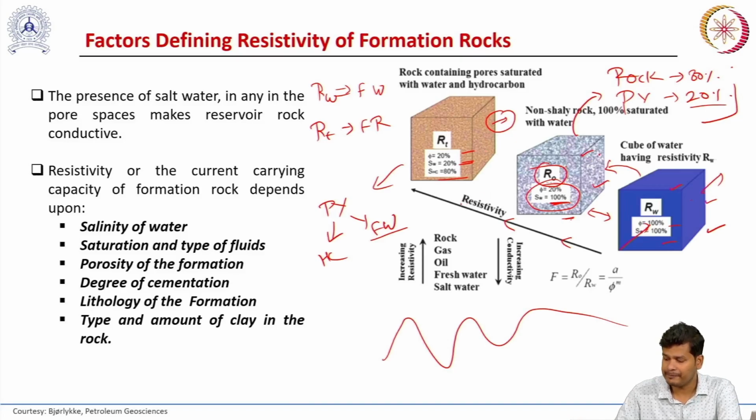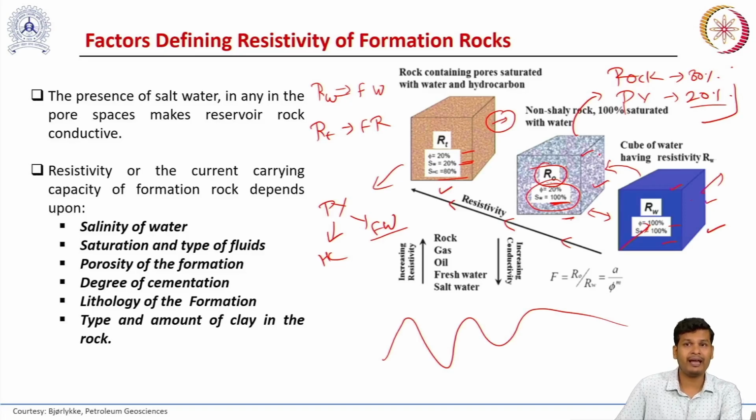So this way, the amount of ions which is there inside this rock is less, so its conductivity will further decrease, or resistivity will increase. This third cube will have the higher resistivity. So now we can compare.